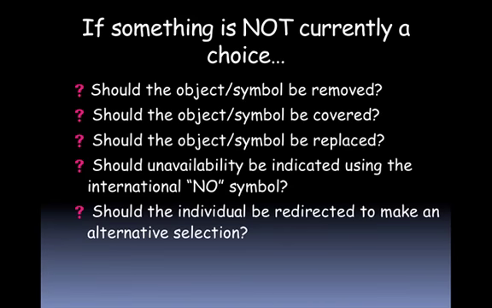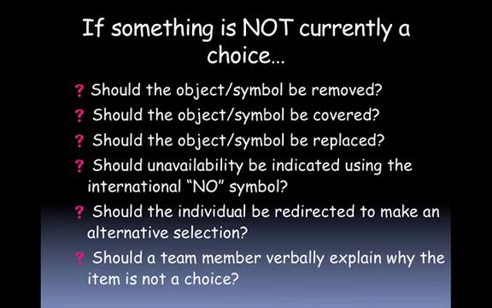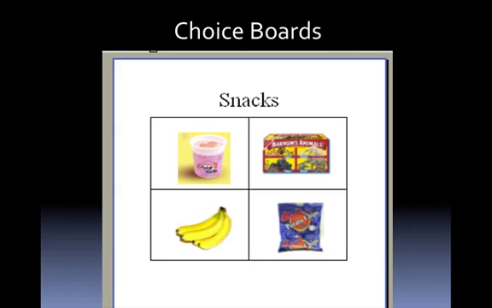So should we redirect them to make an alternative selection? I kind of told you the answer already. Yes, we're going to try and get them to choose something that is available. And should we explain to them why it's not a choice? Yes, if that child can handle that much verbal stimulation, then yes, let's explain to them why it's not a choice right now.